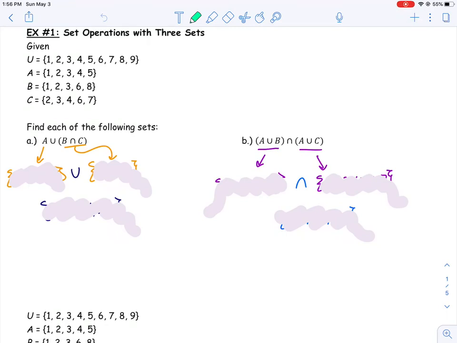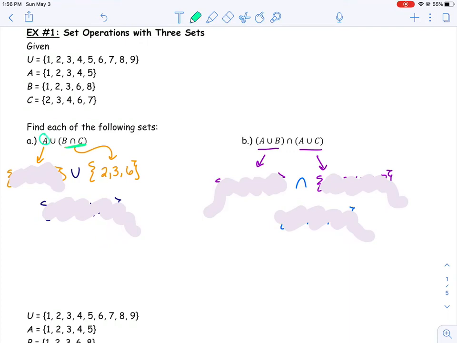All right, they've taken away our picture. They've given us our 3 sets. Let's go ahead and answer the questions. In part A, I see parentheses first, so I'm going to do inside those parentheses first. I want the intersection of B and C. Remember, that's all the elements that are in B and also in C. Write them down. I got 2, 3, and 6.